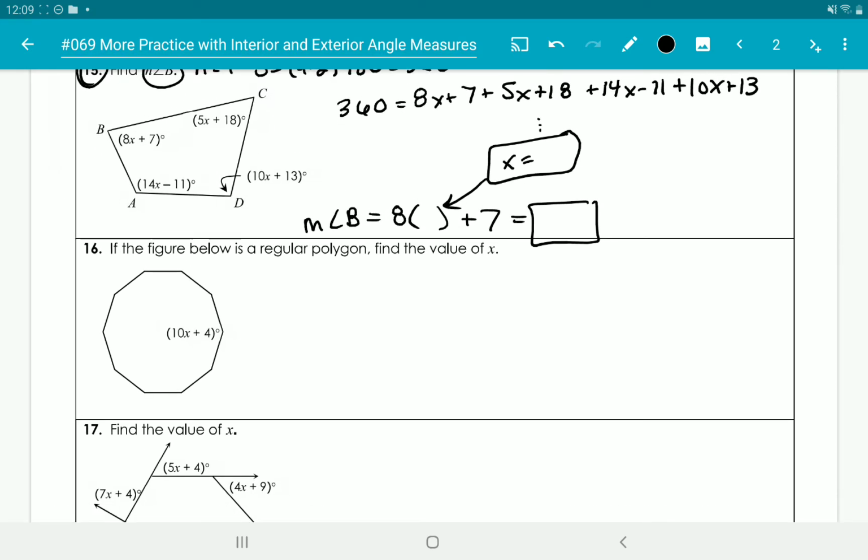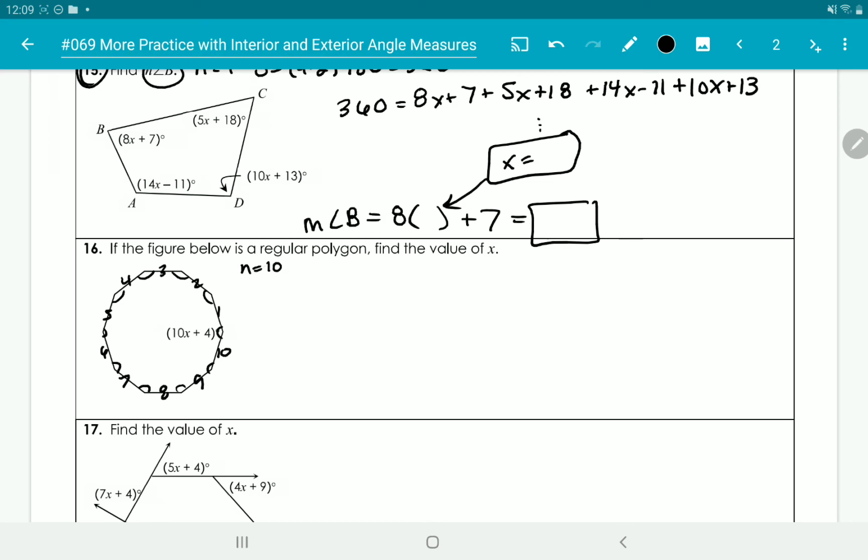Okay, now let's look at number 16. So the figure below is a regular polygon. So that's the angle there. And it's actually every angle in the polygon because they are all the same because it's regular. So if we count the angles or count the sides, 4, 5, 6, 7, 8, 9, 10. Okay, so n is equal to 10.